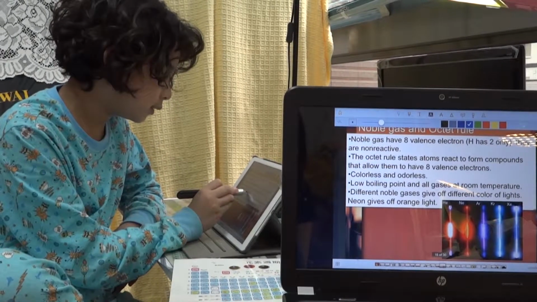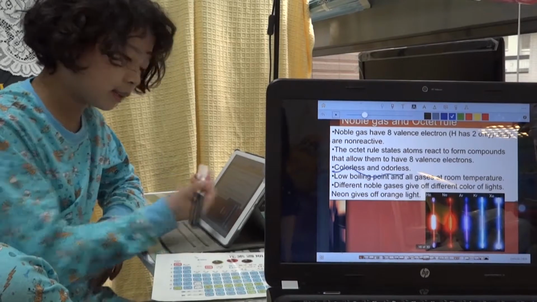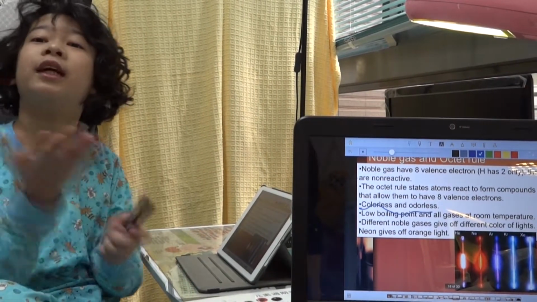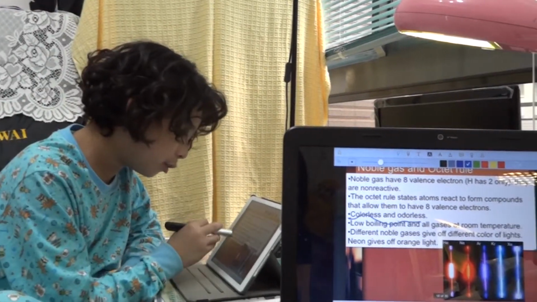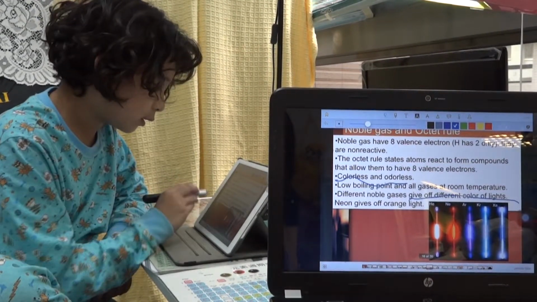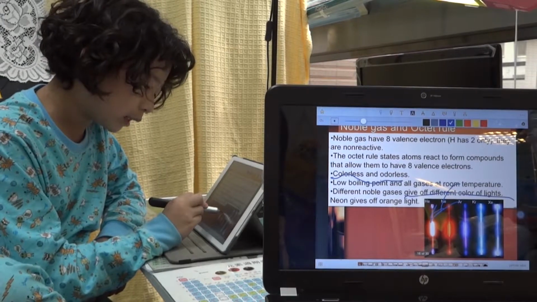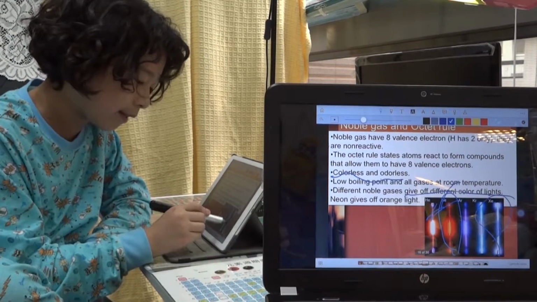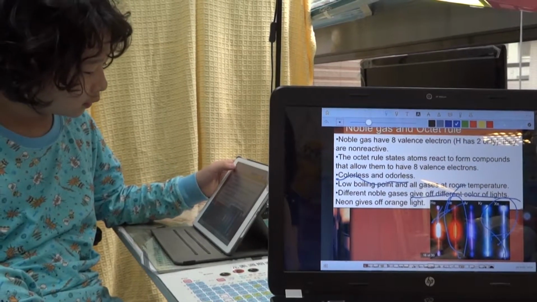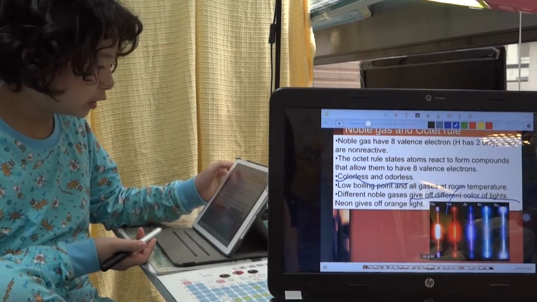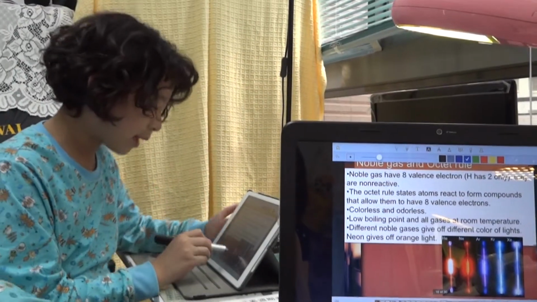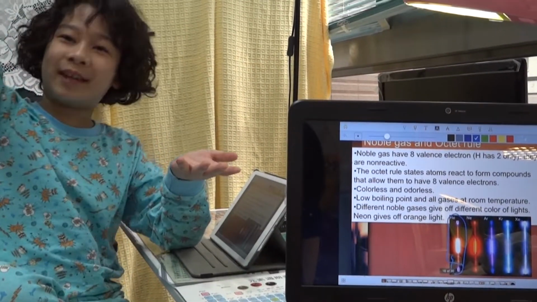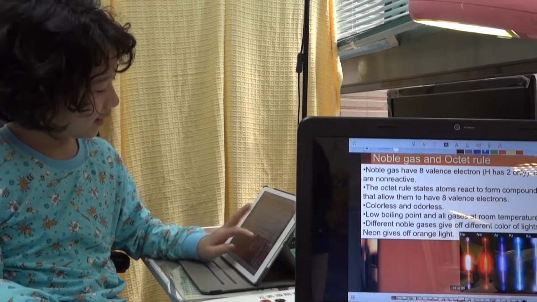All of them are colorless. Like chlorine, you can see green gas, but with noble gases there's no color. It's just like the air. Different noble gases give different colors of light. If you put neon into a light, it's orange-red light, and Xe gives a different light. And sometimes when you put the light right here, the balloon just floats up because there's helium inside.